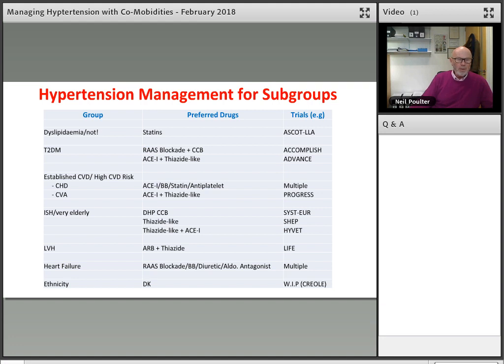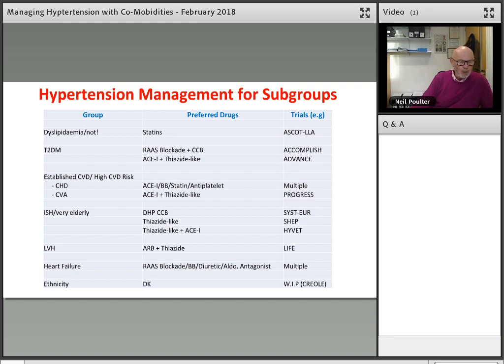For the very elderly, we've been through this. Syst-Eur gave the dihydropyridine calcium channel blocker. SHEP gave chlorthalidone, thiazide-like, and HYVET gave the ACE inhibitor perindopril plus indapamide, starting with indapamide, adding perindopril. That was the very elderly. Left ventricular hypertrophy, ARB plus thiazide, that's life. And in heart failure, we've got the four standard drugs used in multiple trials and demonstrate each one of these has got good evidence. Ethnicity, we don't know.